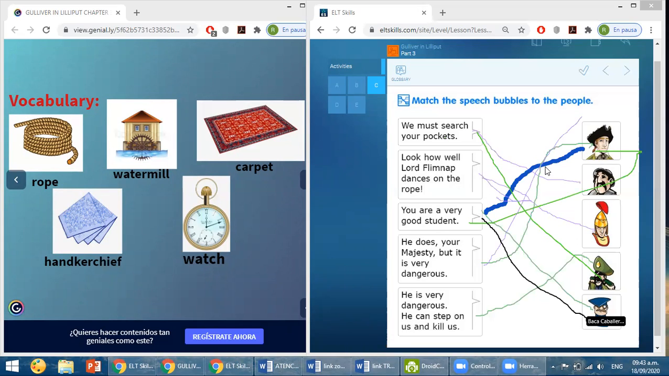Okay, stop. I'm going to check. We must search your pocket. The green, no, it's not correct. The purple, yes. The guard says, we must search your pocket. Second, look how well Lord Flimnap danced on the rope. Yeah, very good, the king of Lilliput says that. The next, you are a very good student. Gulliver? No, Gulliver didn't say this. The teacher says, you are a very good student, Gulliver. This is not correct.